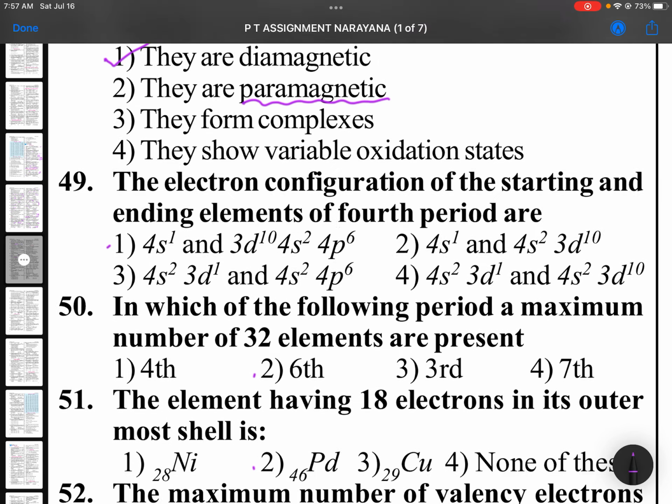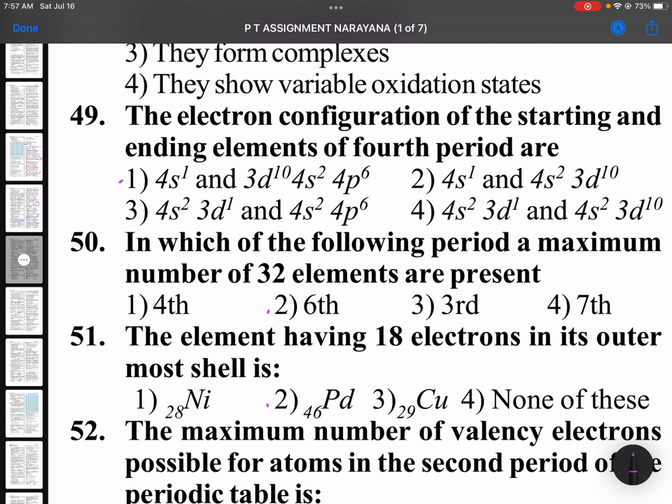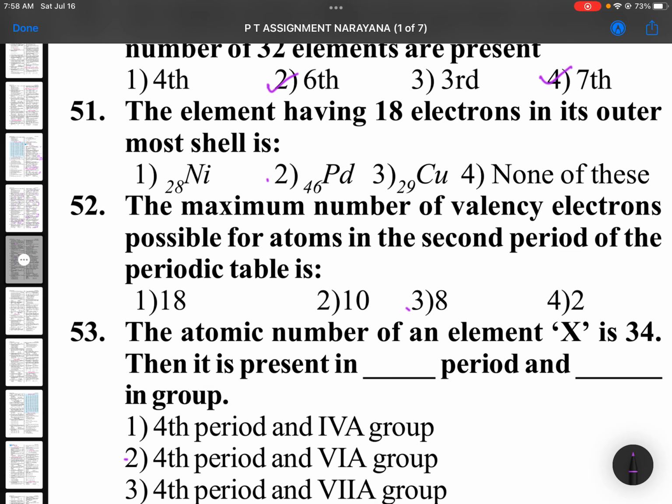The electronic configuration of the starting and ending elements of the fourth period: the first element is 4s1, the last element is 3d10 4s2 4p6, because 3d10 is extra added there. So this is the right answer. In which of the following periods are a maximum of 32 elements present? Sixth, now seventh also. As I told you, little old questions. Whatever the updations are, only these will differ. Remaining all will be easy, the same questions. Even last 10 years' questions and books have no difference.